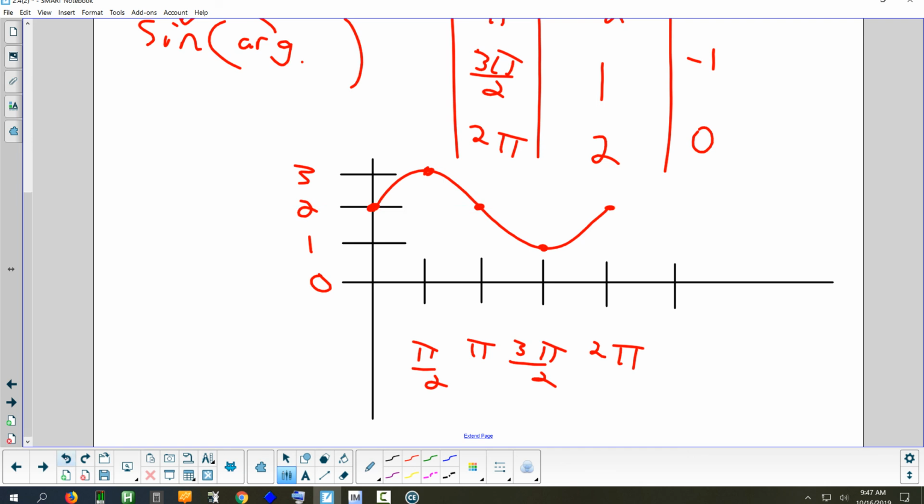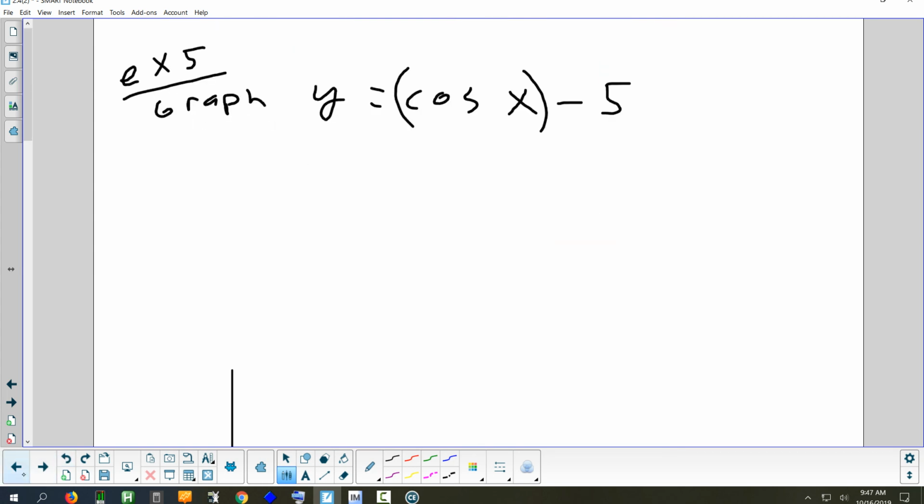Okay. Any questions on that? Okay, so let's finish up with a cosine. We did a sine shifted up. Now this is going to be a cosine shifted down.